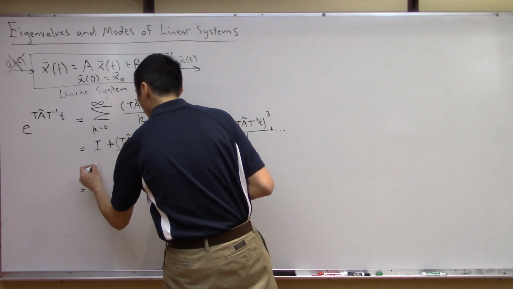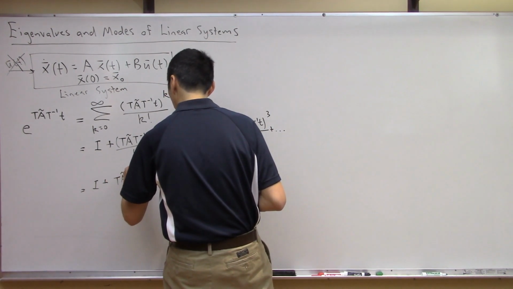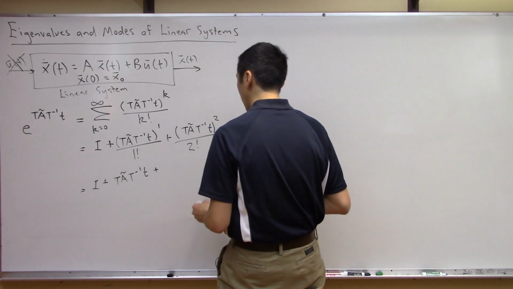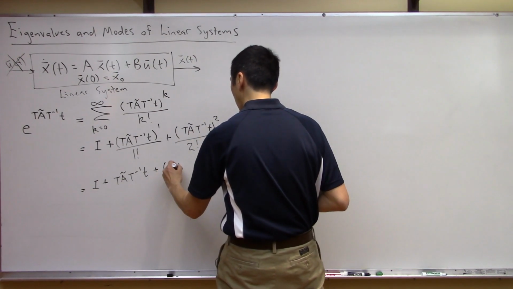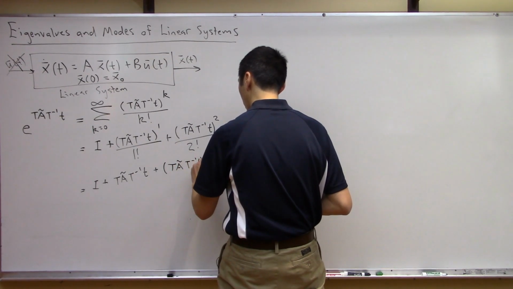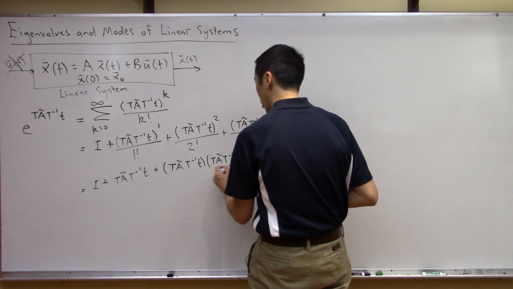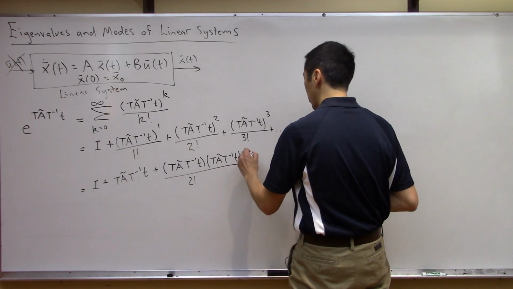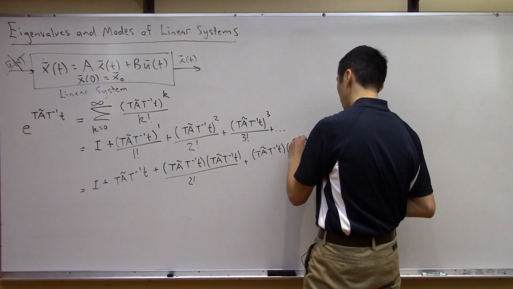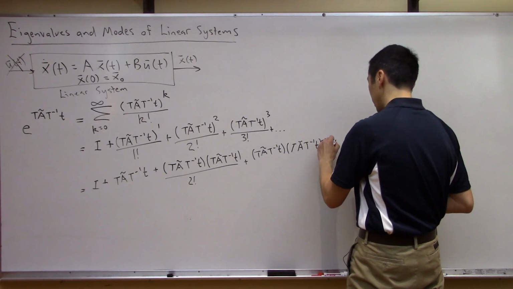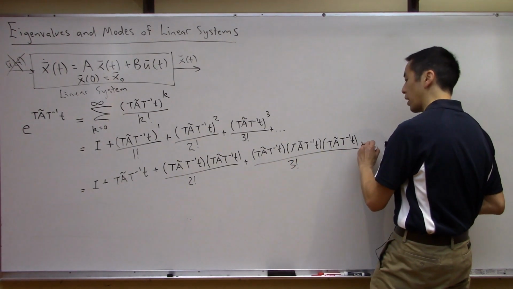Let's expand this a little bit. This first term is just identity. Now I can write the next as T A tilde T inverse times t, plus, for the squared term, T A tilde T inverse t multiplied by itself, T A tilde T inverse t, all over 2 factorial. Plus, let's do this one more time so we all see the pattern. I have to write this 3 times, which is a bit of a pain in the neck, but this is going to pay off in a second. There we go, that's cubed, all over 3 factorial, plus higher order terms.